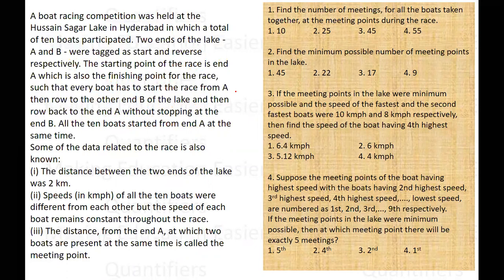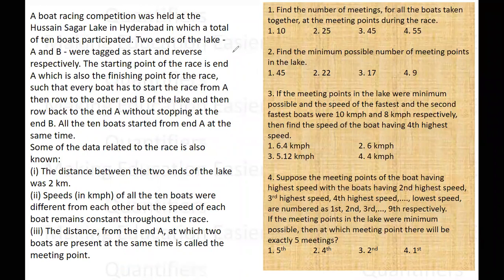The distance from end A at which two boats are present at the same time is called the meeting point. That simply means that, let's say this is A and B, and at some point C two boats are meeting. The distance of C from this end A is called the meeting point, where two boats are present at a time.